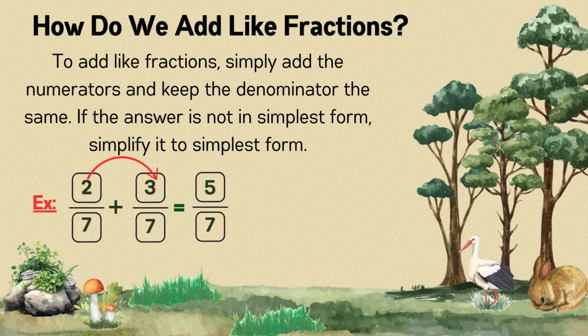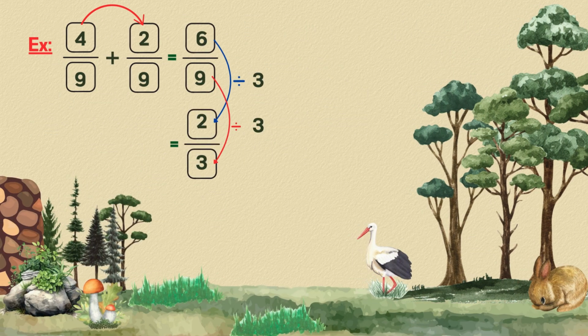Okay, now let's look at another example of adding like fractions. In this example, we have 4 out of 9 plus 2 out of 9. Just like in the first example, we add the numerators, 4 plus 2 equals 6, and keep the denominator 9. So, 4 out of 9 plus 2 out of 9 equals 6 out of 9. But wait! We can simplify 6 out of 9 by dividing both the numerator and denominator by 3, giving us 2 out of 3 in its simplest form.